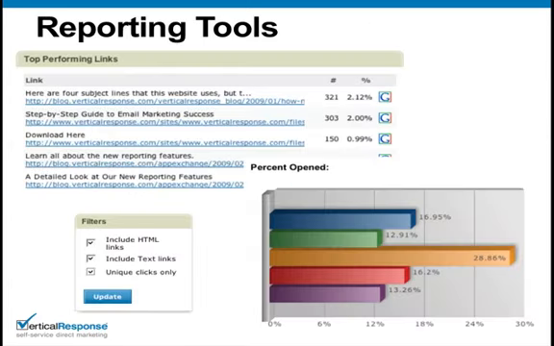And these are some of the reporting tools that we have. This is a screenshot from inside the account. So you can see the links that are being tracked. You can also do your own comparisons. We give you the option of selecting specific emails to compare, and you can see what the open rates are and what the click-through rates are. So you can see how successful your email marketing is.